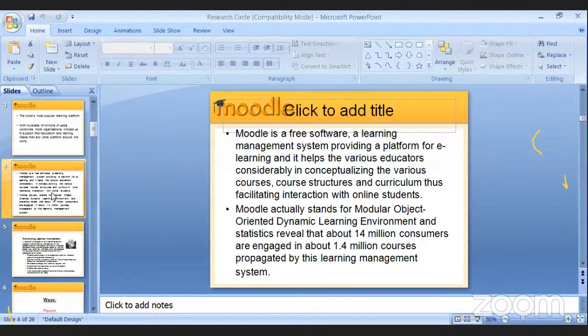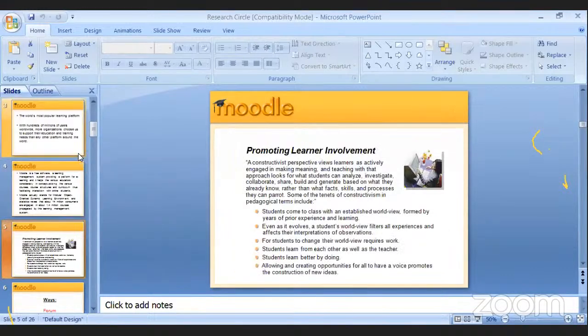And the second point is, what does it stand for? Because we only heard here Moodle, M-O-O-D-L-E, Moodle. But what does it stand for? It's a huge name. We actually focus on the abbreviated form every time. But it stands for Modular Object-Oriented Dynamic Learning Environment, which is in short Moodle. And one very interesting piece of information is that about 14 million consumers these days are engaged through this learning management platform. So from the statistics, I guess you understand how popular it is these days. And that is why we will be talking about Moodle.